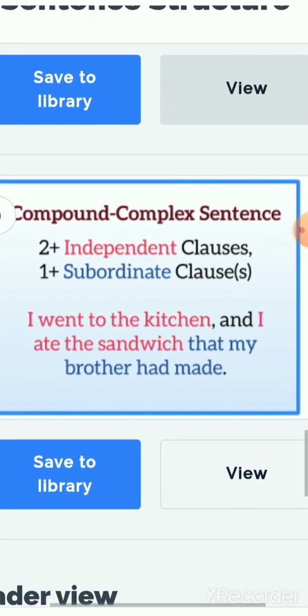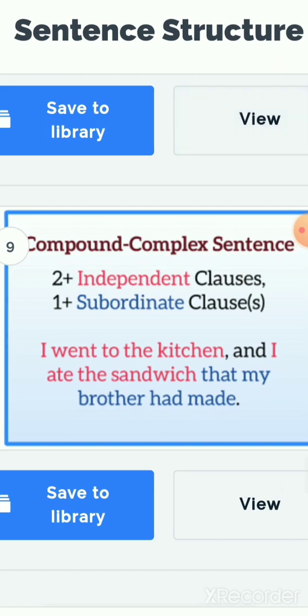The last type we have is the compound complex sentence. In a compound complex sentence, the first part of the title is compound, so we have two independent clauses as in the compound sentence, and at least one subordinate clause. For example, I went to the kitchen and I ate the sandwich that my brother had made.